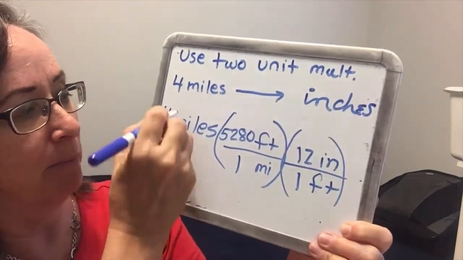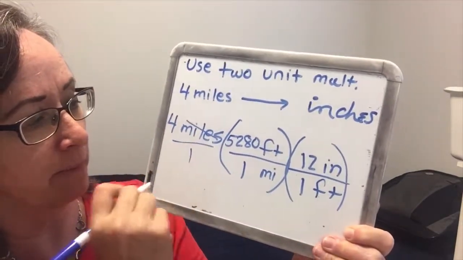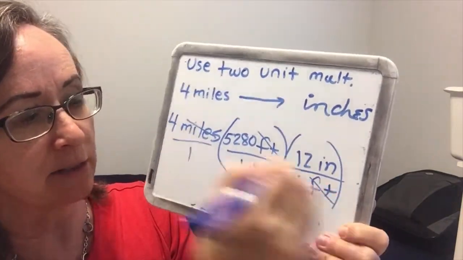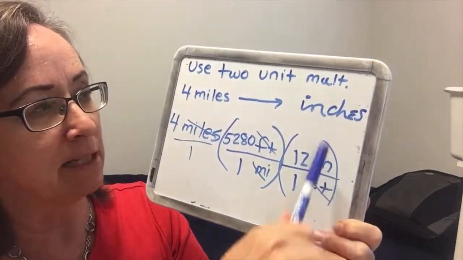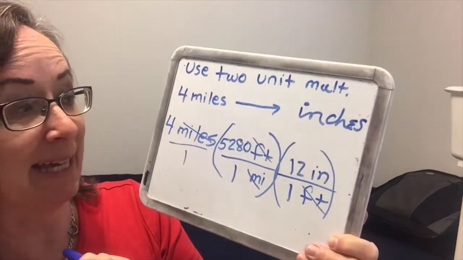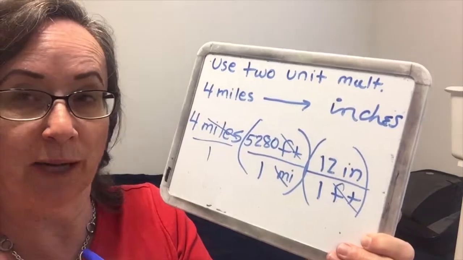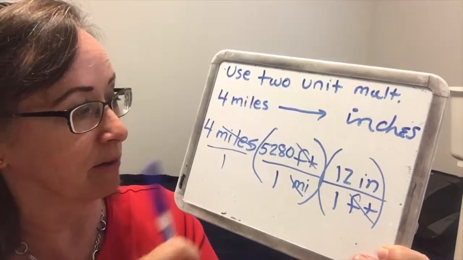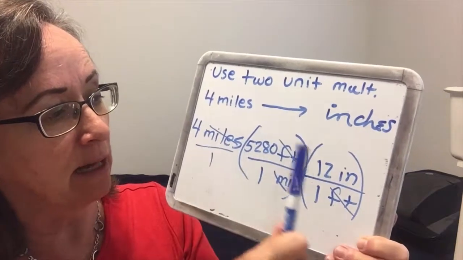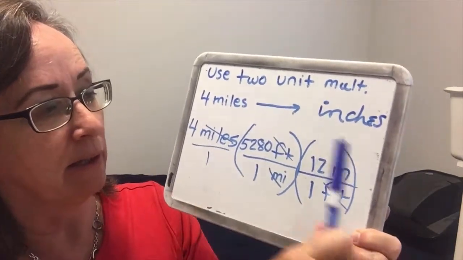And now the miles, which is on the top, cancels the miles, which is on the bottom. The feet on the top cancels the feet on the bottom. And my answer is in inches, just like it was supposed to be. And then I've got like a roadmap of what I have to do in order to get there. So 4 times 5,280 times 12 inches.